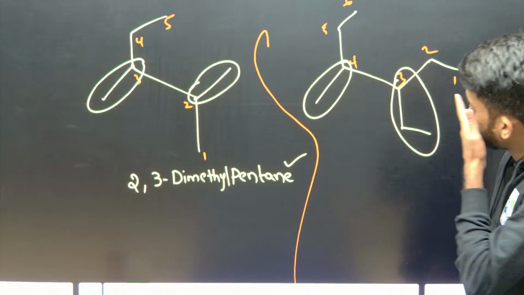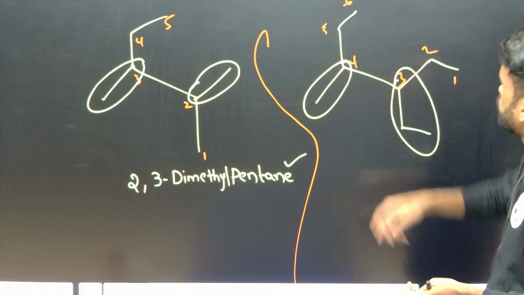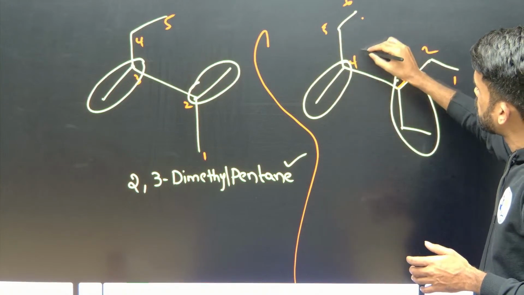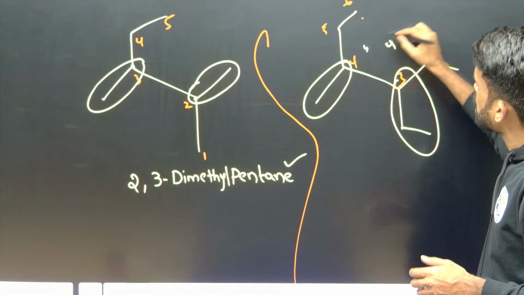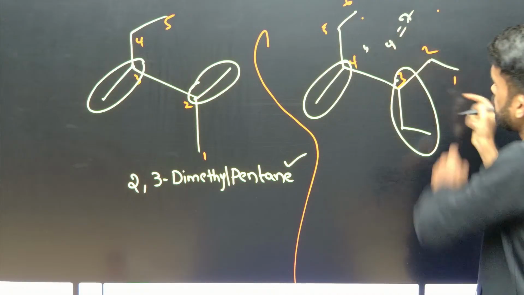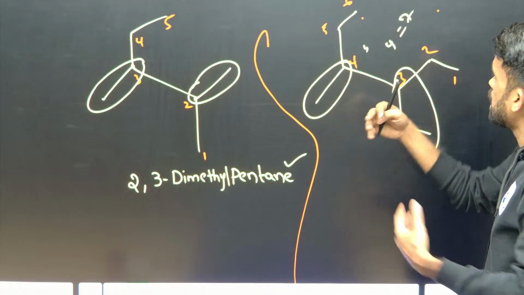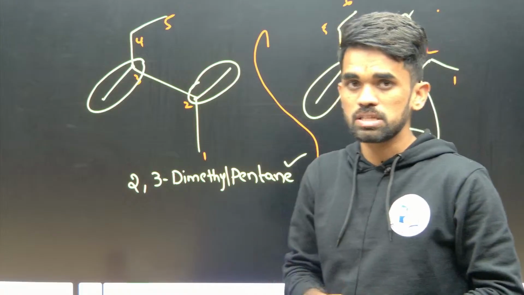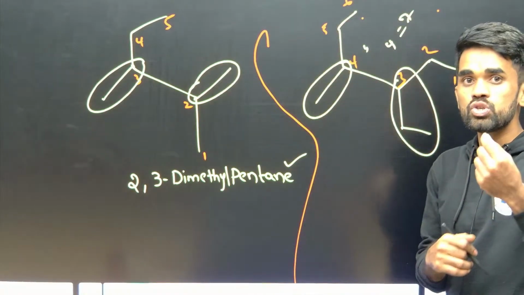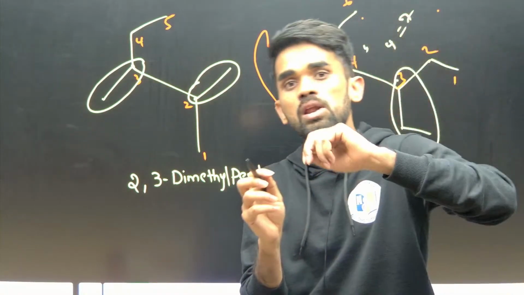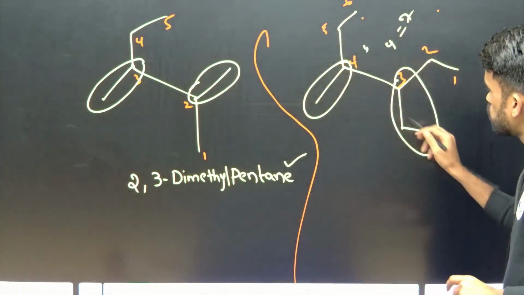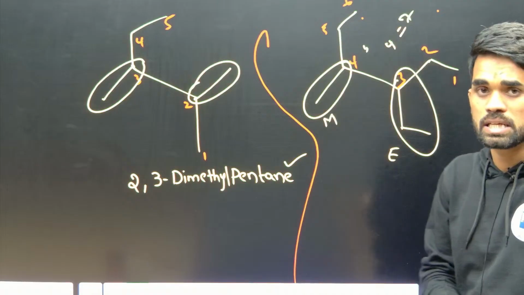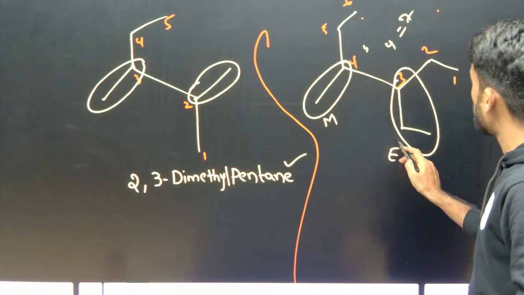So again, sir, where do we need to write that position? See, if I come from here 1, 2, 3, it becomes 3, 4, which means 3 plus 4 is 7. But if I go from the other side, 3 plus 4 again 7. So whenever the numbering of positions gives the same sum, you should give your numbering following alphabetical order. Out of these two, ethyl means E, methyl means M. Which comes first? E comes first, so you should number from this side.